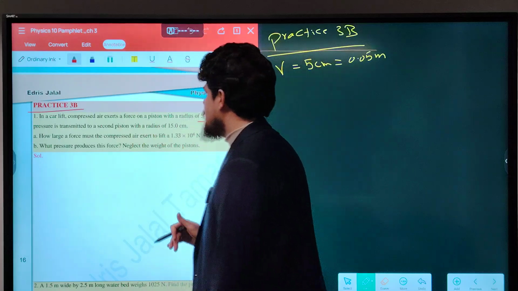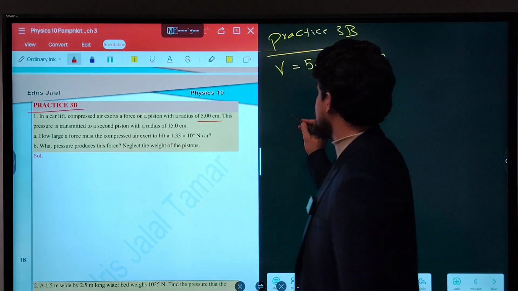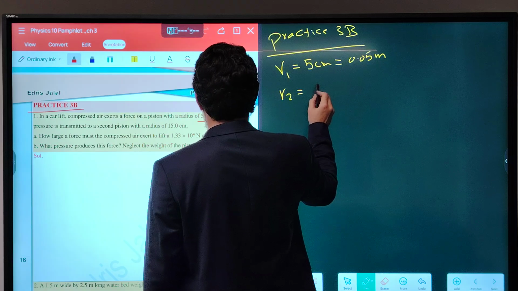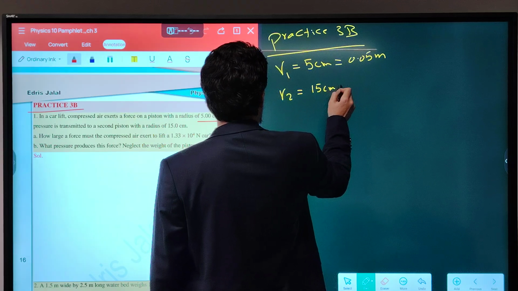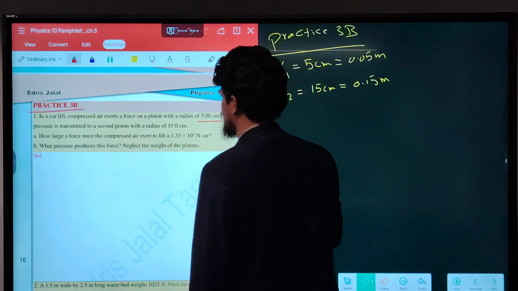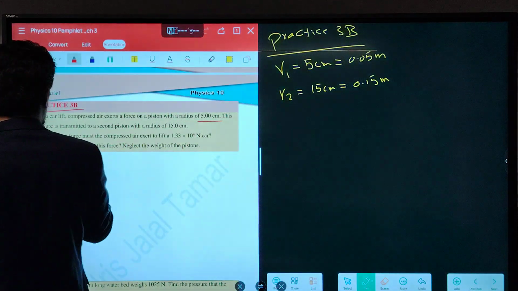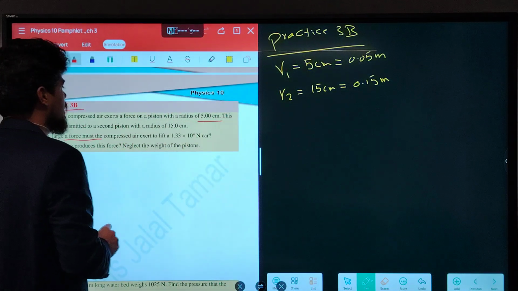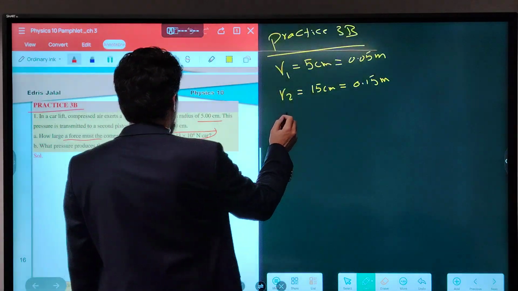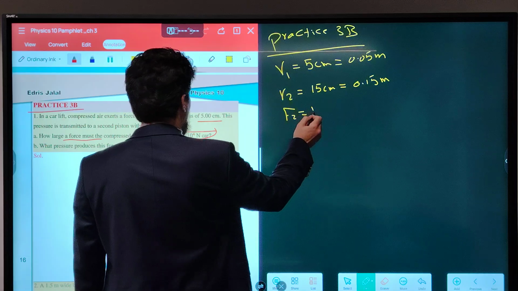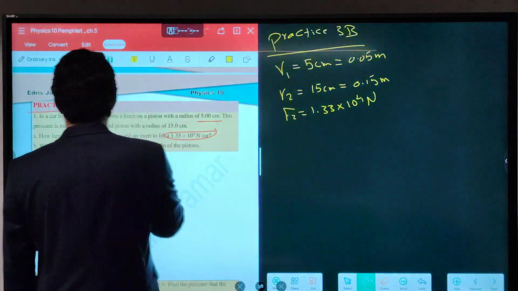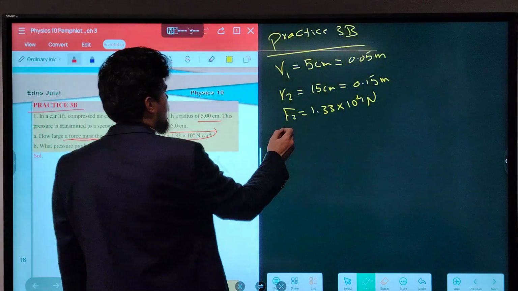This pressure is transmitted to the second piston with a radius. This is R1, and the radius of the second piston is 15 centimeter divided by 100, 0.15 meter. This is R1 and R2, okay? How large a force must the compressed air exert to lift a 1.33 times 10 power 4 Newton car? This is F2, 1.33 times 10 power 4 Newton. How large a force must be exerted? It means that F1 is unknown.